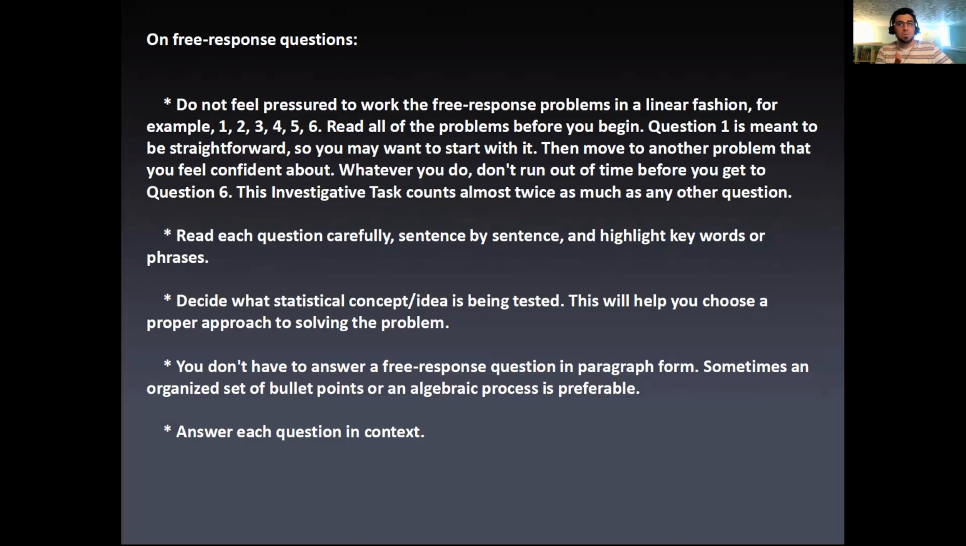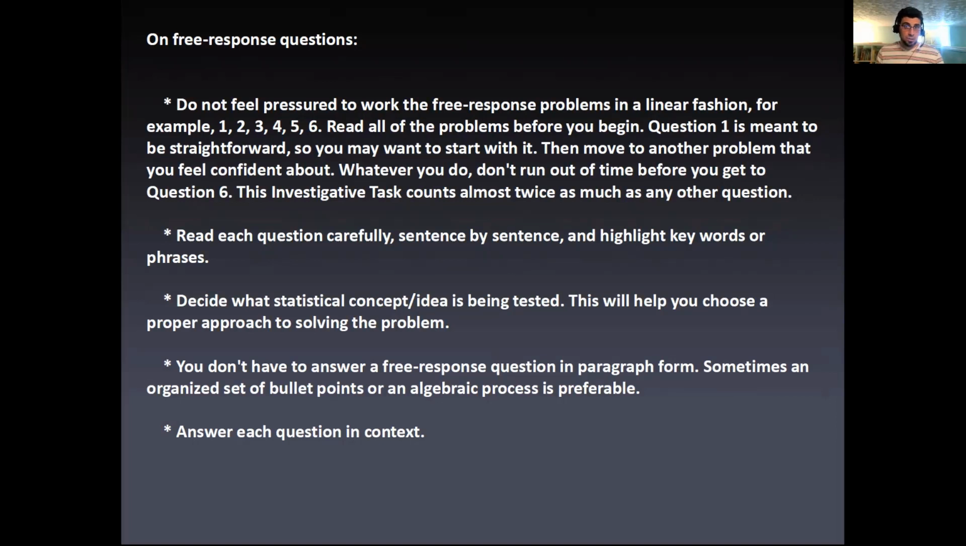But make sure you don't run out of time before you get to the last question that you need to do, particularly question 6. That's the investigative task, and that counts almost twice as much as any of the other questions. Now, you want to read each question carefully, sentence by sentence, highlight, underline, those kind of things. Make sure you understand what statistical concept or idea is being tested, and that's going to help you choose the proper approach, and then using your formula sheet, which formula to use.